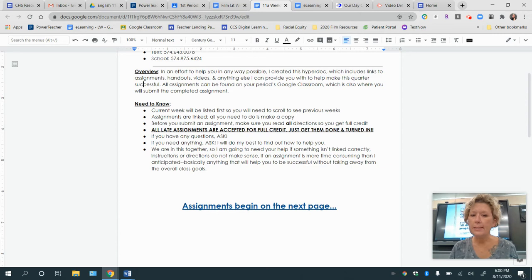Before you submit an assignment, you need to make sure to read all the directions. All late assignments are accepted for full credit. And we'll talk about this when I go over the syllabus, because there is a little bit of an addendum to it, but all assignments are accepted for full credit. So I want you to get them done. If you have questions, ask.